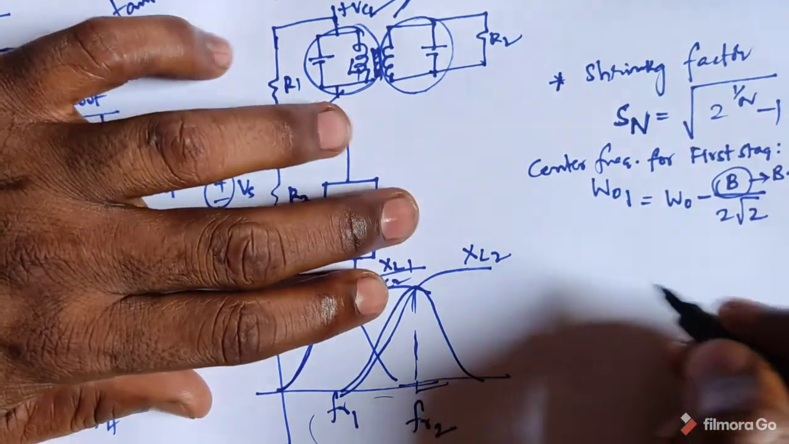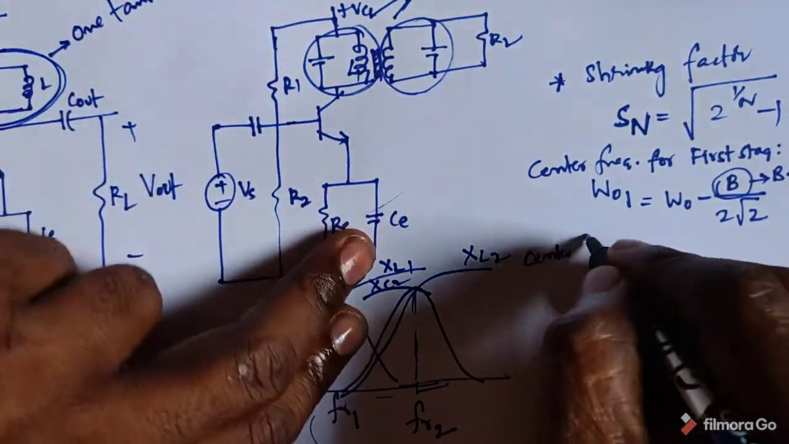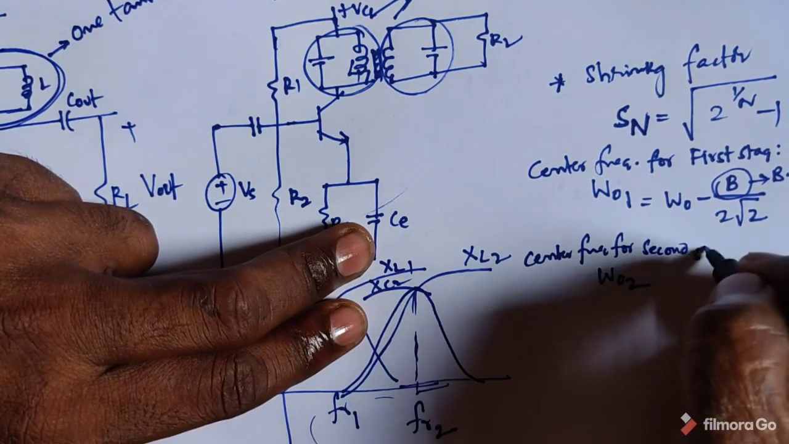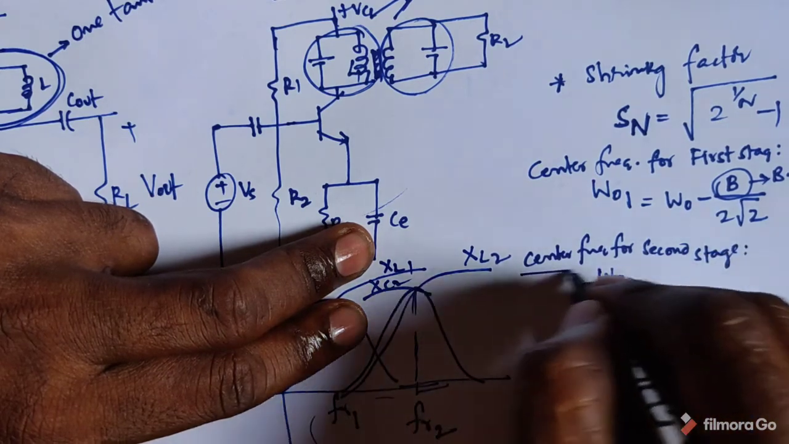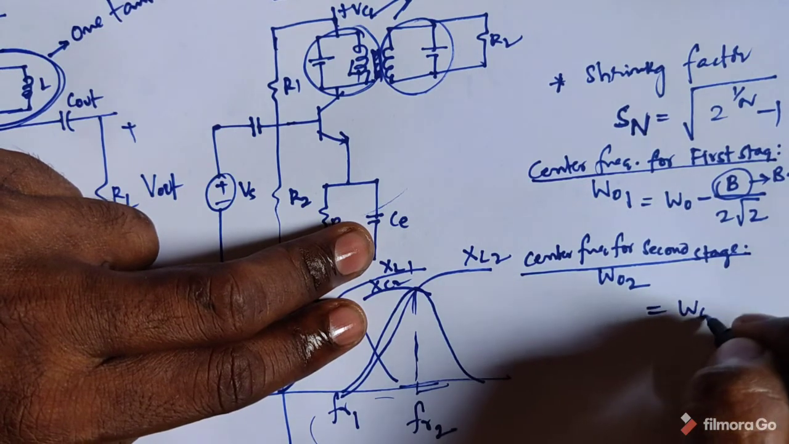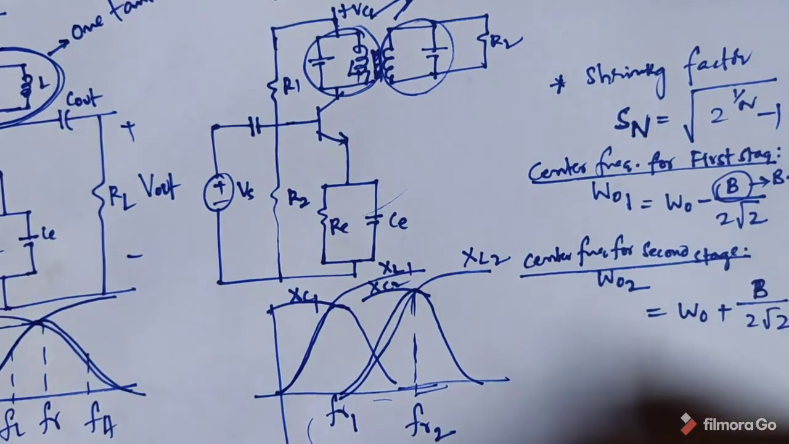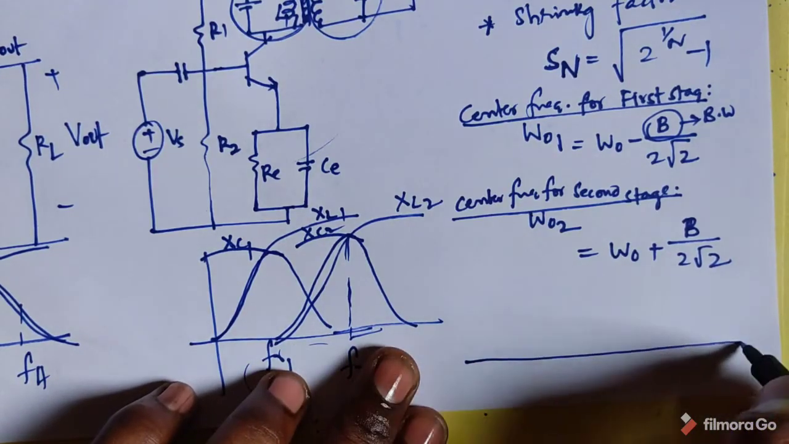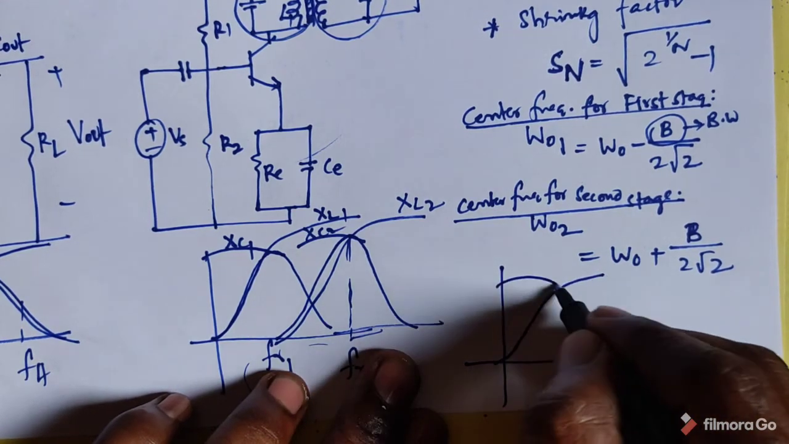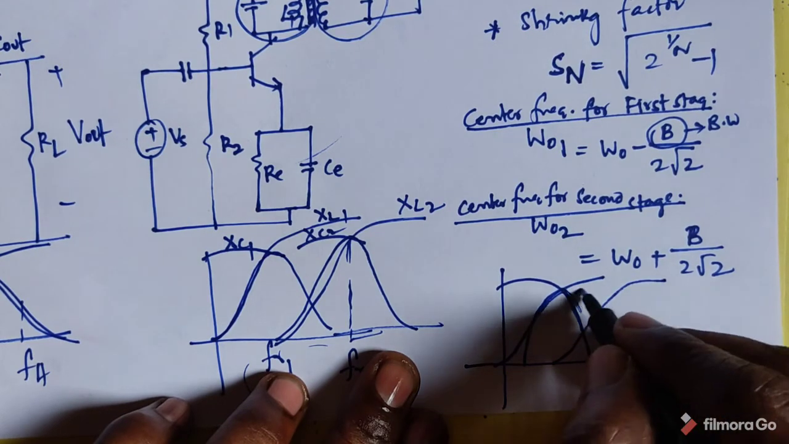Next, another cutoff, the center frequency for the second stage. That is W02 is equal to W0 plus B by 2 root 2. Like that you can calculate the expression. Then, staggered means step by step movement from one place to another place. This is the first stage, this is the second stage. Like that you have this.